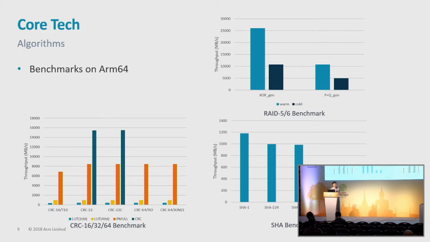For the RAID, we have run two kinds of tests to get this benchmark data: the warm test and the cold test. The warm test uses 8 kilobytes data block size and runs for 2 million loops. And for the cold test, we use 32 megabytes data block size and run for 10,000 loops. And as ARM has hardware instructions for SHA-1 and SHA-256, we can see that we got pretty high throughput compared to SHA-384 and SHA-512.